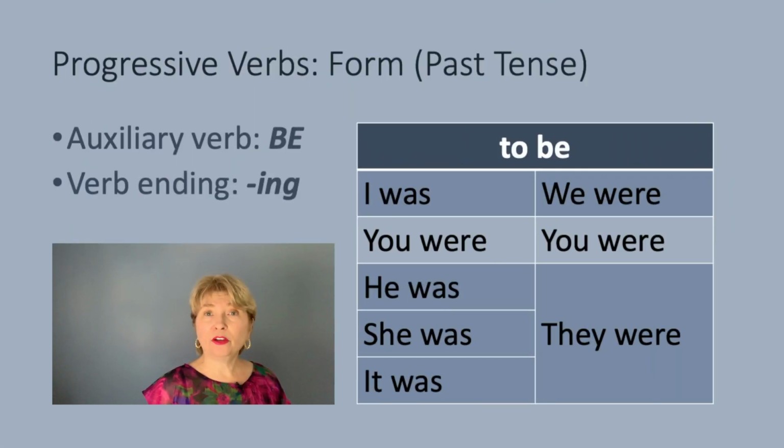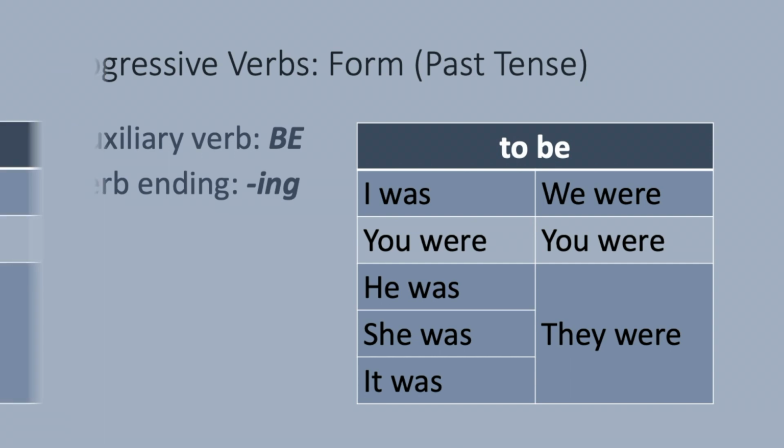The past and future progressives work in the same way. For the past progressive, we simply conjugate the verb to be in the past. The rest is the same. The past tense of be is I was, you were, he was, she was, it was, we were, you were, and they were. Now you just add the ing to the base verb and you have the past progressive.